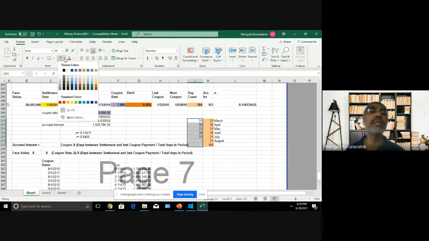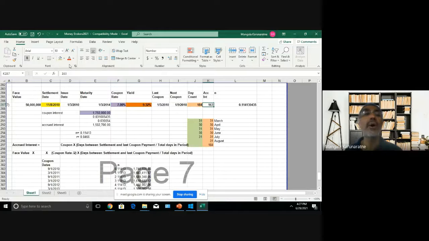So now, do we have to include August also? No, we don't have to include August. Why are we not including August? Because August 31 we can't include. However, the settlement date is 11. So if the settlement date is 11, then what happens? Up to 10th you have to include. So you include August 10 days, right? Only 10 days in August. So we will calculate it and see whether we get this. Yes, we get 163. So 163 accrued interest days, right?